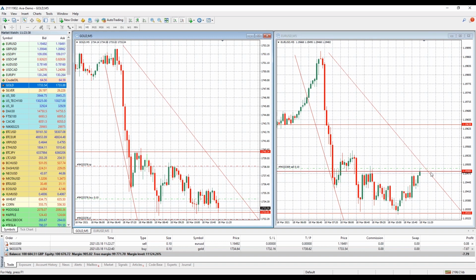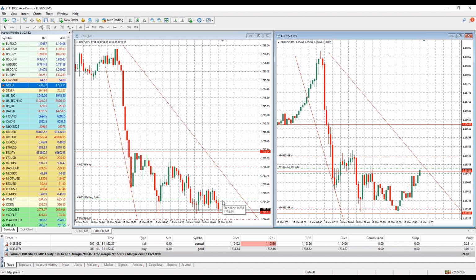So I've got a larger potential profit to this support level down here than I have to risk if it breaks the resistance here. And I've got a larger potential profit to the resistance level here than I risk if it breaks the support level down to here.